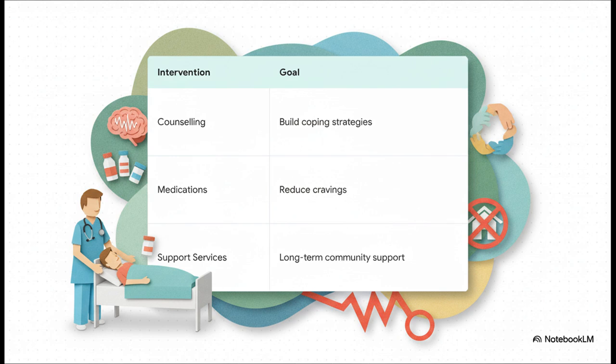And it shouldn't just be one thing. You want a multi-pronged approach. Things like alcohol counseling to work on coping strategies, maybe some craving reduction meds like acamprosate to support them, and, this is so important, linking them up with social services or addiction support groups. You're building a safety net for them in the community.